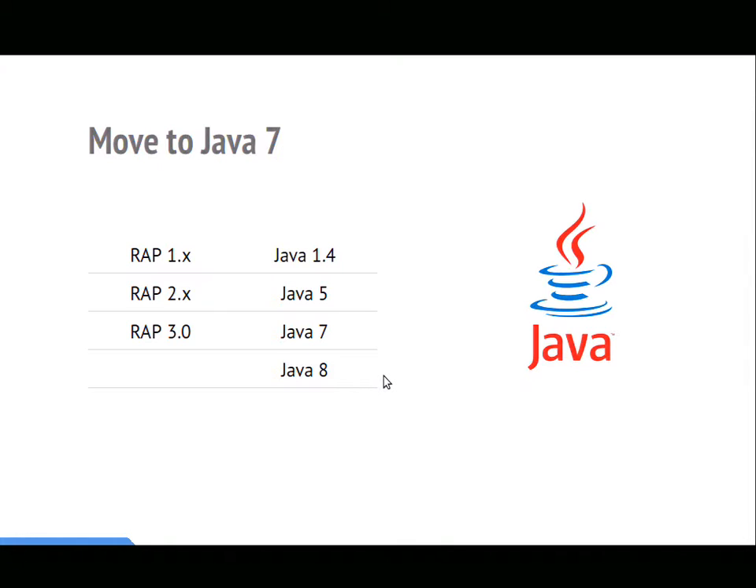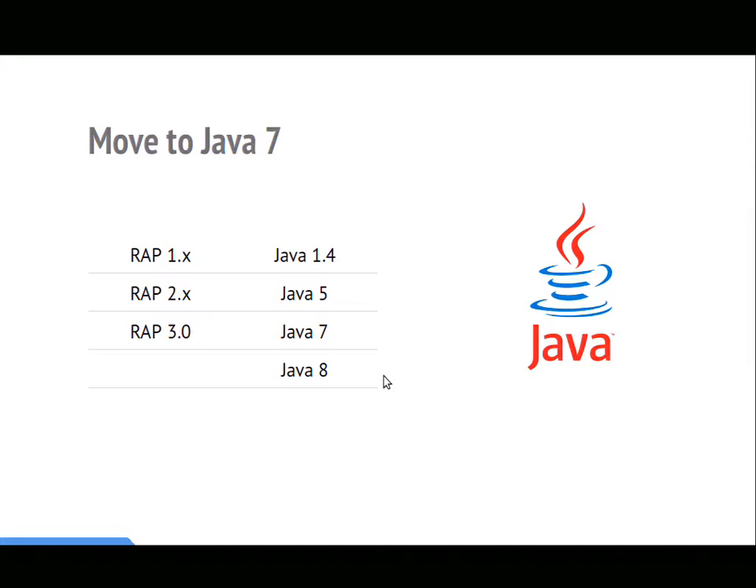Then we moved to Java 7. So on RAP 2.x we moved to Java 5, and now we decided to move to Java 7. We don't easily move to new Java versions, not that we don't like to use new features of the class library, but we are very conservative in this regard because we do not want to force our users to new versions.